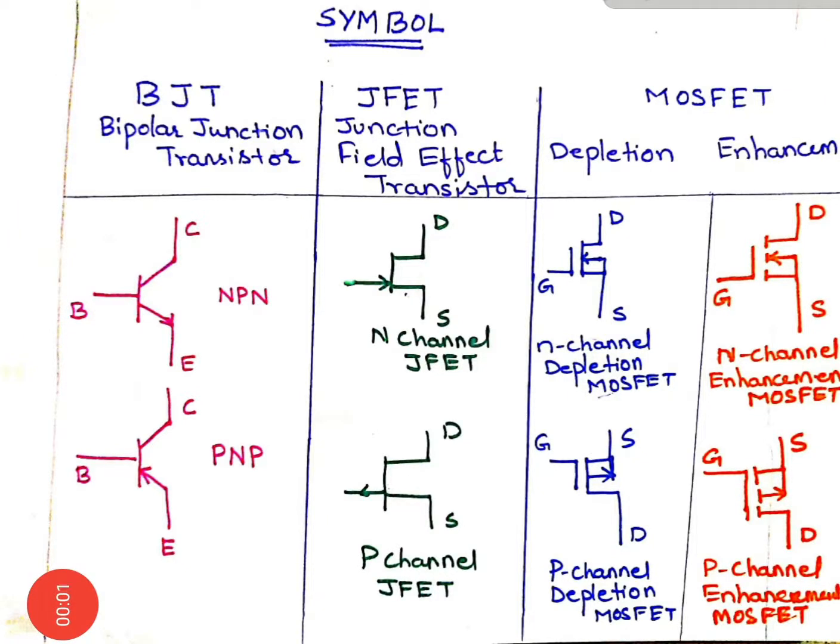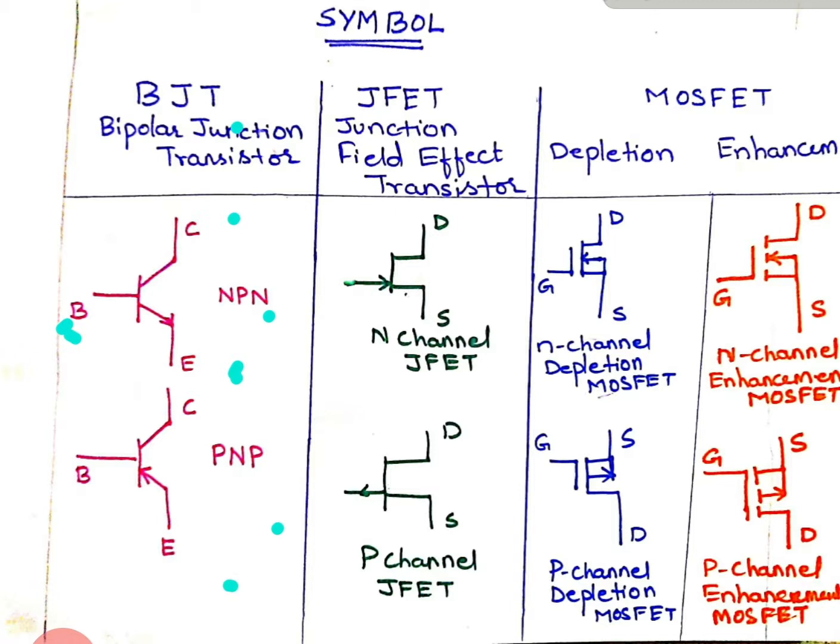Let us see the symbols of BJT, JFET and MOSFET. BJT is a bipolar junction transistor, which has three terminals: emitter, base and collector. Here you have two types, NPN transistor and PNP transistor. The difference between the symbol of NPN and PNP transistor is the current direction. In one, the arrow mark is from base to emitter, whereas in the other, current is from emitter to base.